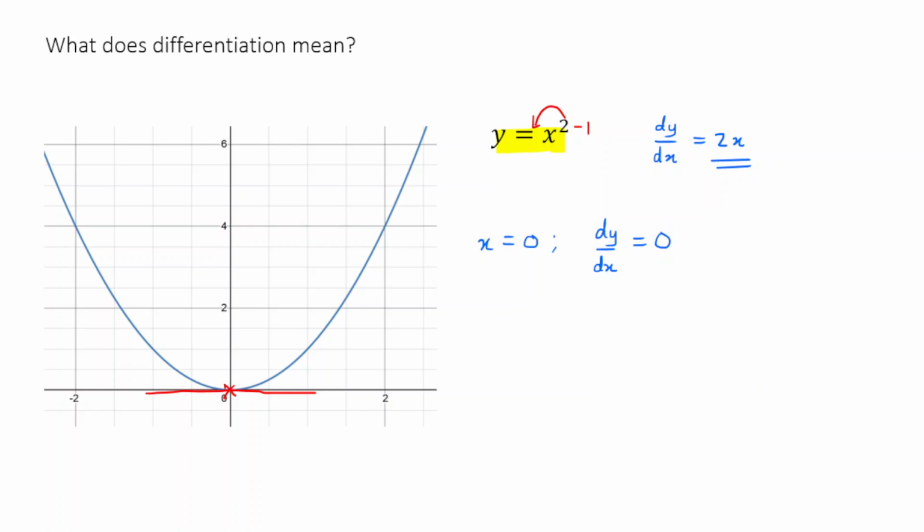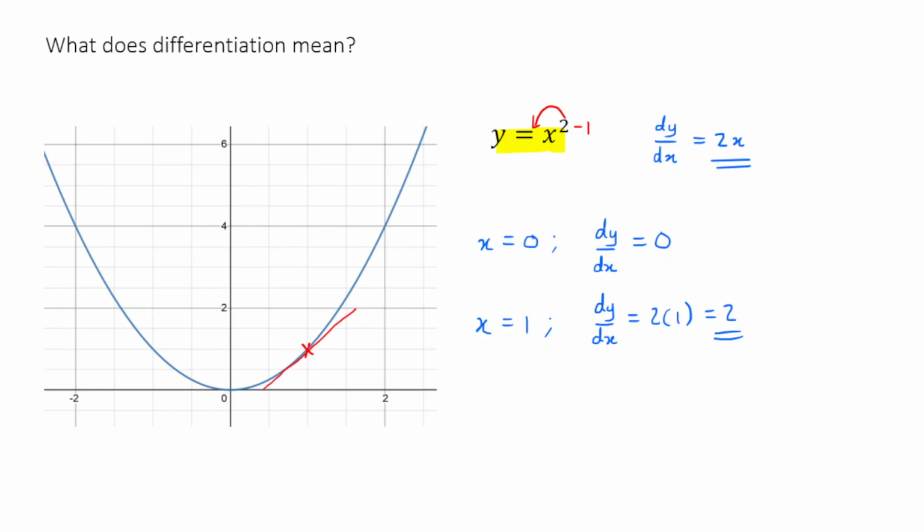Okay? Well, let's think about another value of x. Let's think about the value x is equal to 1. When x is equal to 1, what's dy dx going to be equal to? Well, it's going to be equal to 2 times 1, which is just 2. So let's have a look at that. When x is equal to 1, this is our point on the graph y equals x squared. And the gradient there, we're being told, is going to be 2. It's going to go up by 2 for every one step across.